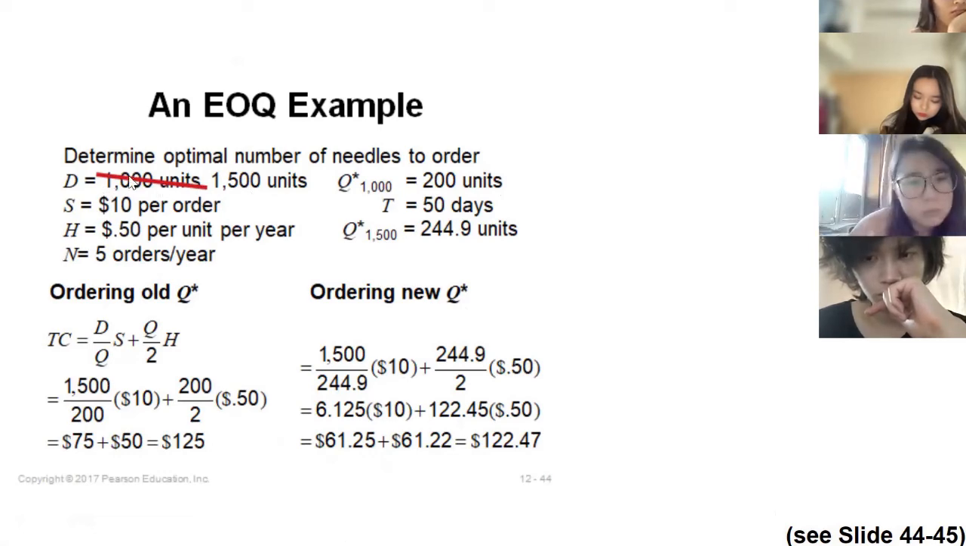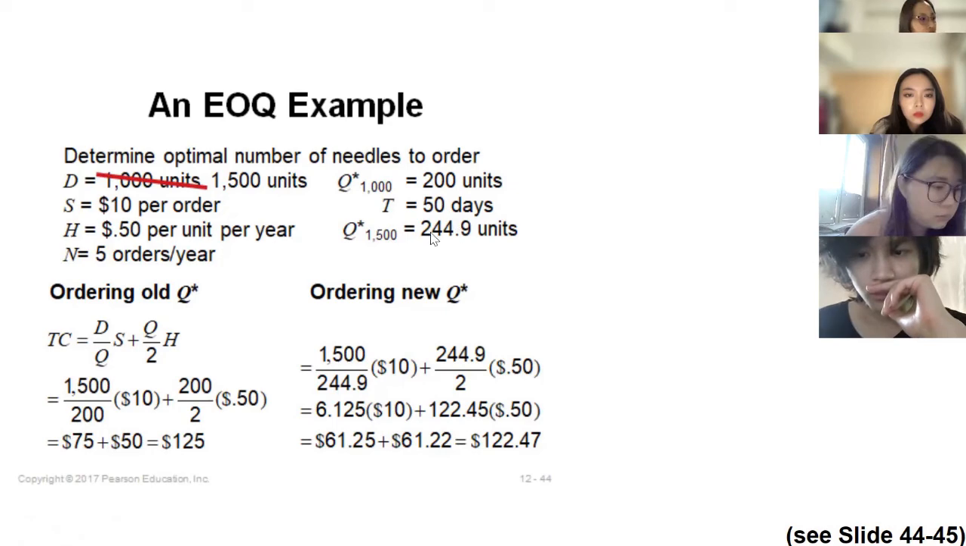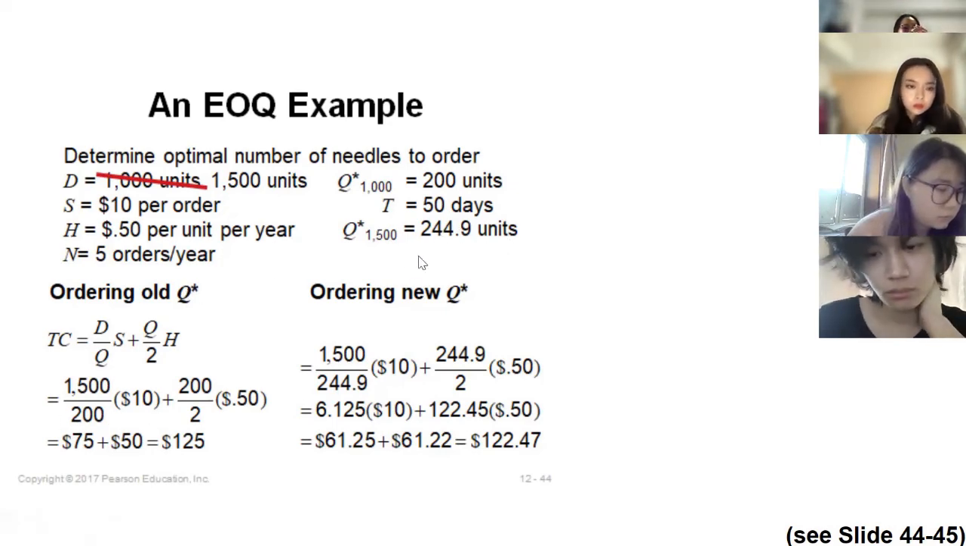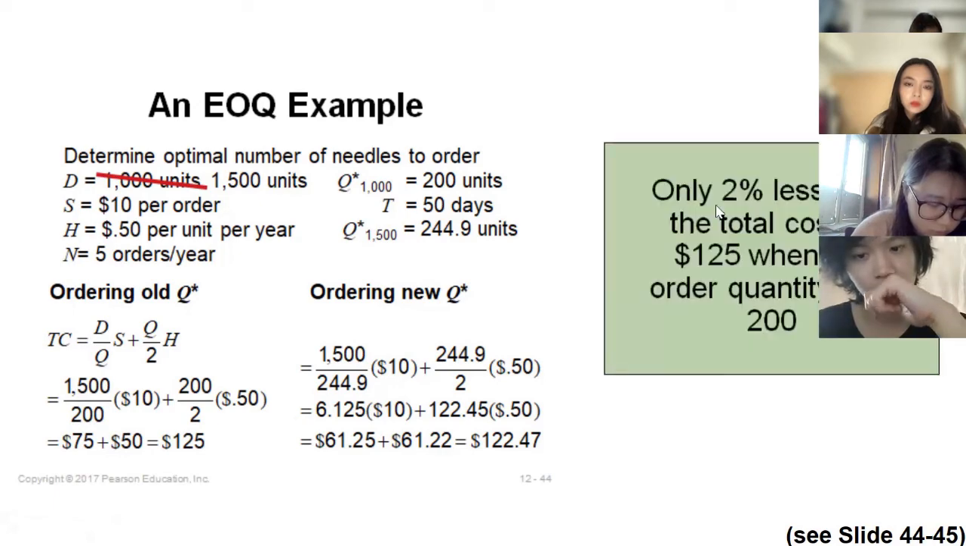Okay, for example, if the demand increases to 1,500, you will see that the new Q is 244.9, about 250. Previously it is 200. You increase to 250 units, but the total cost is only 122.47. Okay, so it's only 2% less than the total cost of 125 when the order quantity was 200.